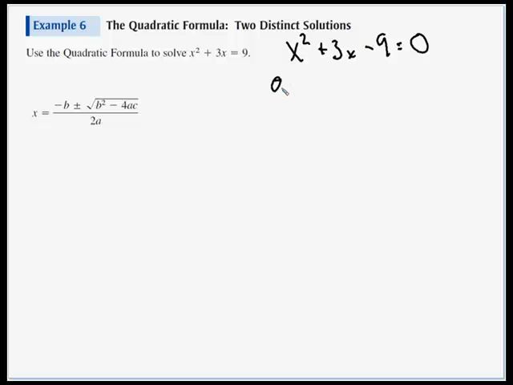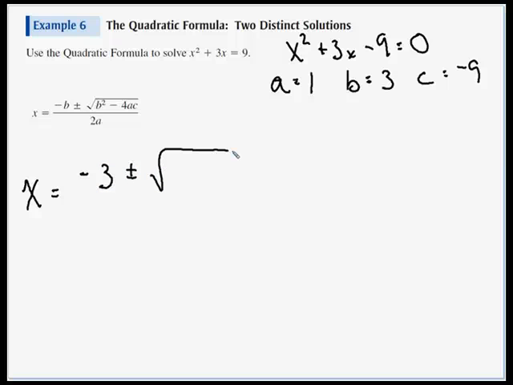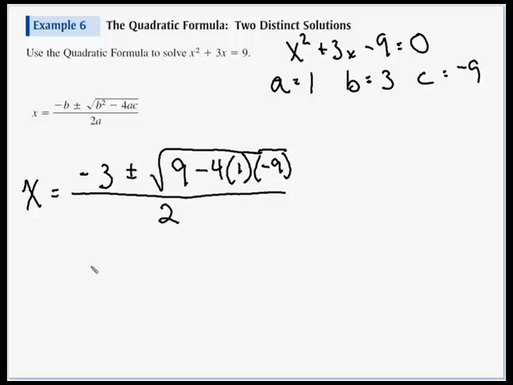So the number in front of our squared term is 1. Our b value is positive 3. Our c value is negative 9. And we just start plugging them in. x equals negative b, so negative 3, plus and minus, we have our radical. Now b squared, that would be 3 squared or 9, minus 4 times a, which is 1, times c, which is negative 9. And that is all divided by 2 times a, or 2 times 1 is 2.